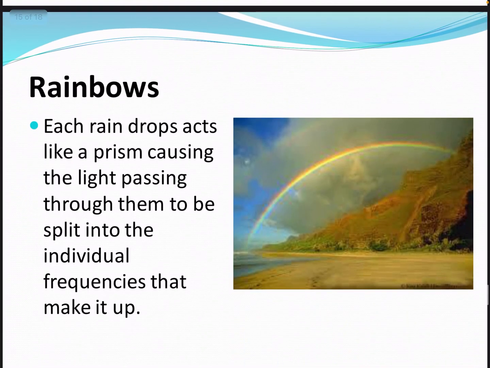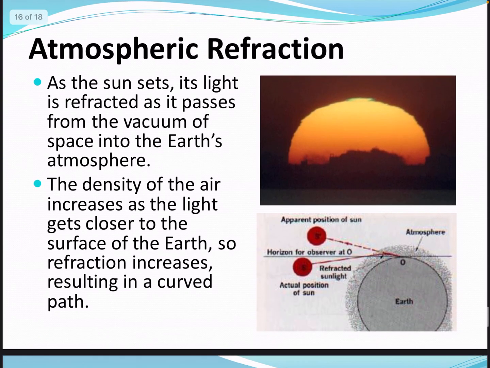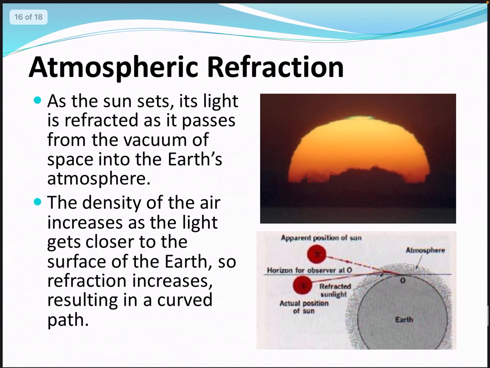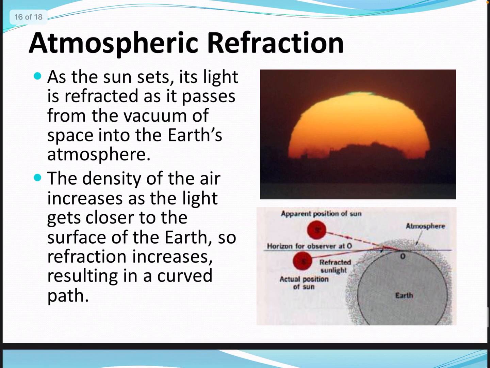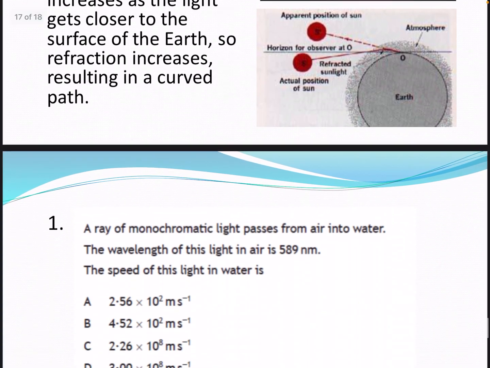In a rainbow, we see the different colours because of the way the light is refracted as it goes through the raindrops, which basically act like a prism. And sunsets and sunrises. When the sun's setting, the light's refracted as it goes through the atmosphere. The density and the angle it's coming in at is different, and that basically then results in us seeing more of the red light. The red light's refracted more, so we see that more.